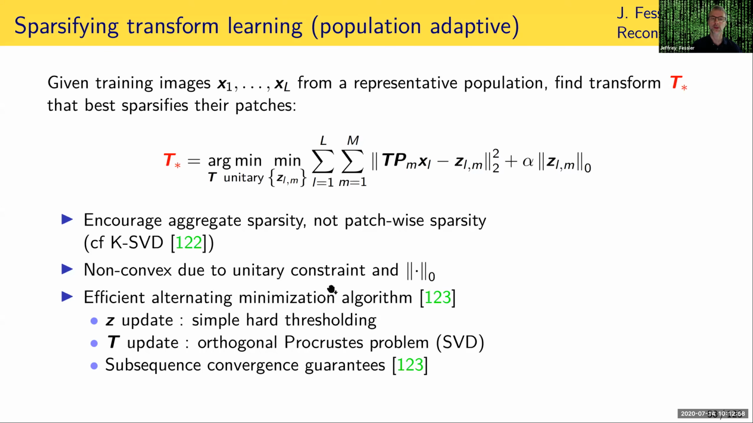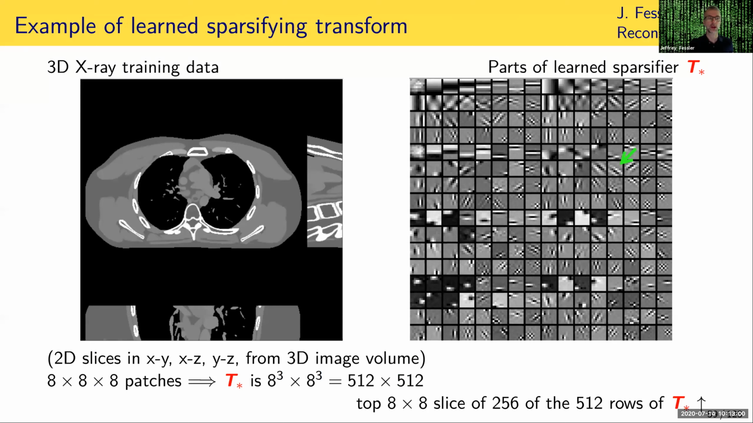All right, so let me show you a concrete example. This is actually 3D, so I'm showing you transaxial, coronal and sagittal slices of a 3D volume of a phantom called the XCAT phantom. And we extracted 8 by 8 by 8 patches from this phantom, just this one 3D phantom. So my number of training examples here is one image and all of the 8 by 8 by 8 patches from that. And so the transform that I'm learning is 8 cubed by 8 cubed. Not too big. I can still easily do SVDs of 512 by 512 matrices.